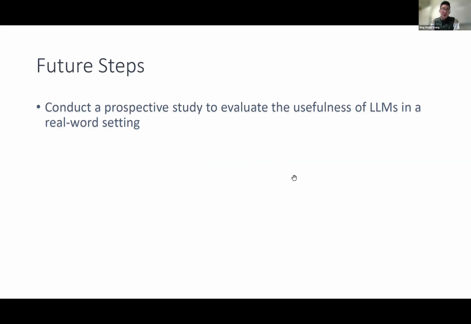So what do we want to do in the future now? After having conducted this study, we've evaluated that they could provide quite some benefit in fictional patient cases. And in the future, we at the Charité Comprehensive Cancer Center and at Humboldt University want to conduct a prospective study for real patients to see whether we can also see a benefit in the real-world case.